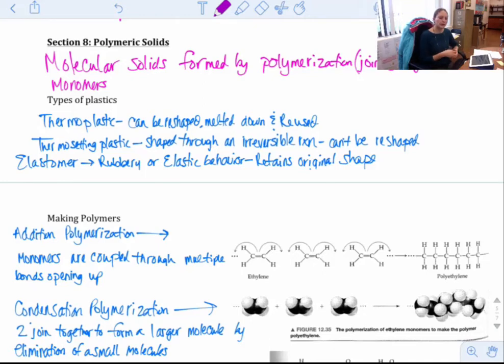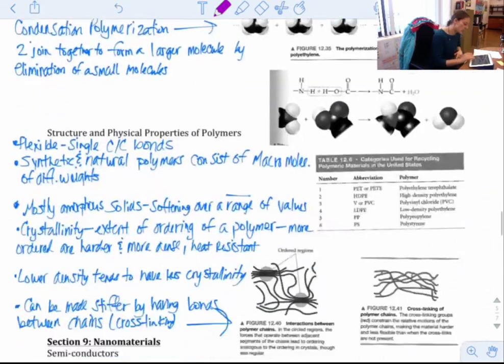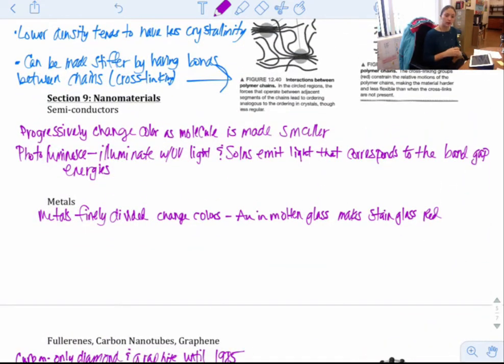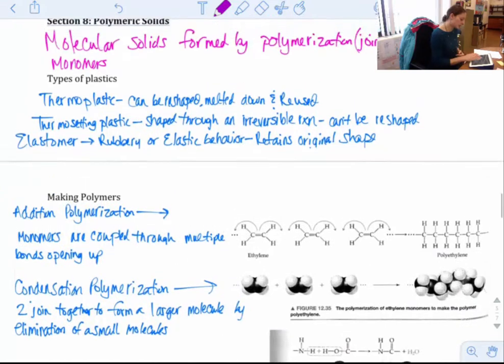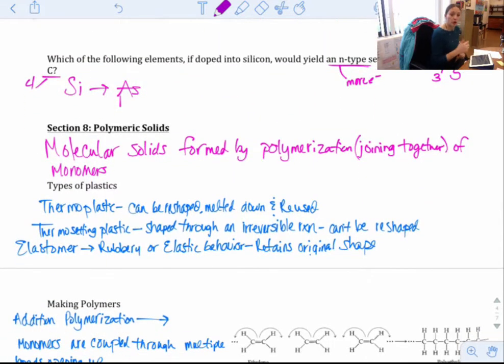Okay, in 8 and 9, the last two parts of the chapter, we're going to talk about polymers and the types of solids that polymers make, and then we're going to talk about nanomaterials. We're going to deal with the weirder stuff here at the end of the chapter, things we haven't talked about before. So, let's talk about polymers.